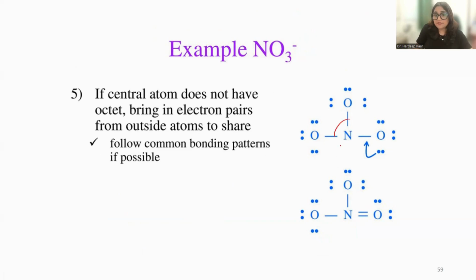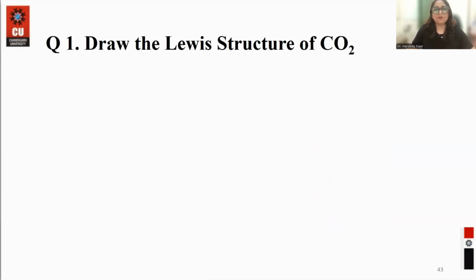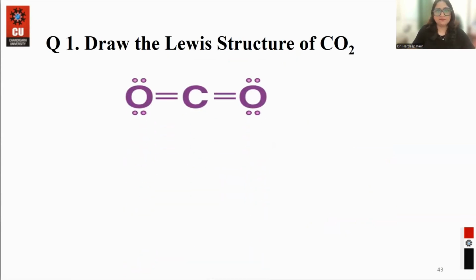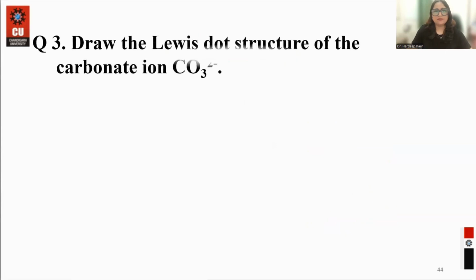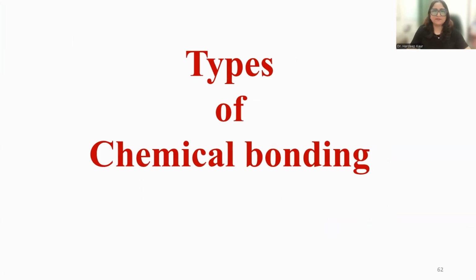Here, to complete its octet, we have to transfer these electrons from here. So that means in NO3 negative, there is 1 double bond and 2 single bonds. Okay, so same, I have already told you. You can draw this, and you can draw the structure of CO3 2 negative.